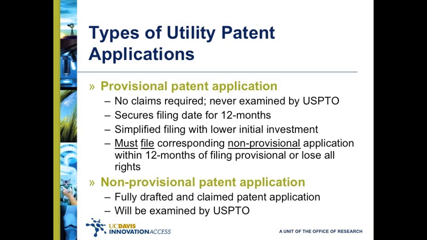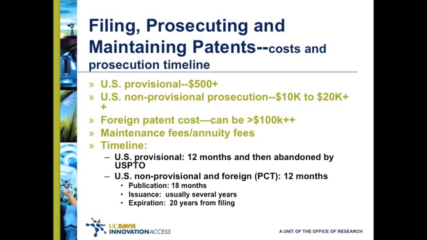The provisional patent application, however, is never examined by the Patent Office, and it's only good for 12 months, at the end of which the Patent Office automatically abandons that patent application. Therefore, prior to the expiration of the 12-month period, the provisional application must be refiled as a non-provisional patent application, which is the fully drafted and claimed patent application. Utility applications will be examined by the U.S. Patent Office. Filing, prosecuting, and maintaining patents, costs and timelines.